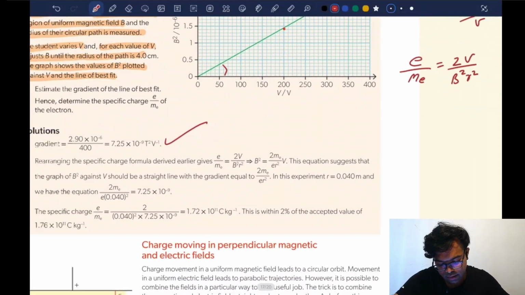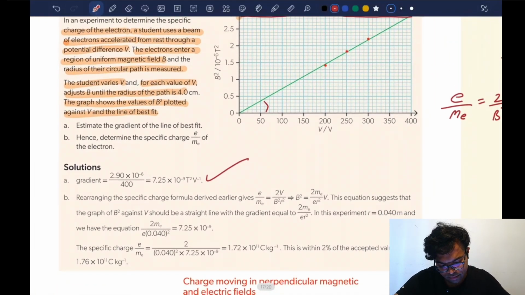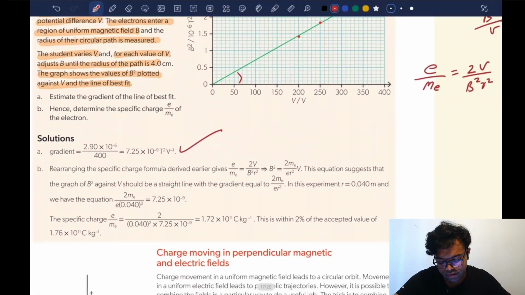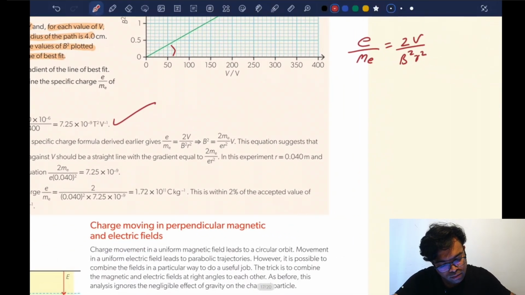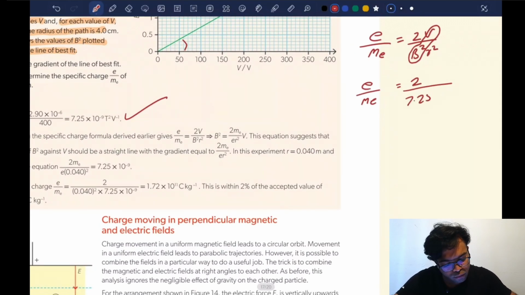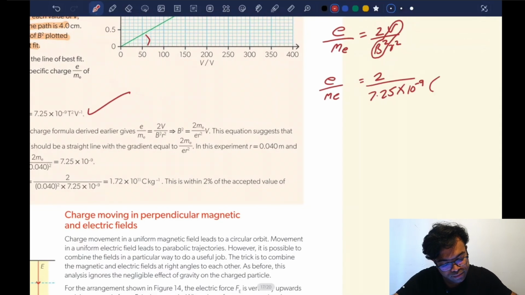What else do I need? Have they given us the radius? 4 centimeters. Okay, now I know the value of B squared upon V. So E upon mass of an electron is equal to 2 upon 7.25 into 10 to the power minus 9, because B square upon V is that much, into radius square, that is 0.04 the whole squared.